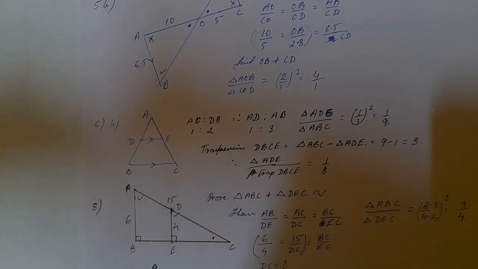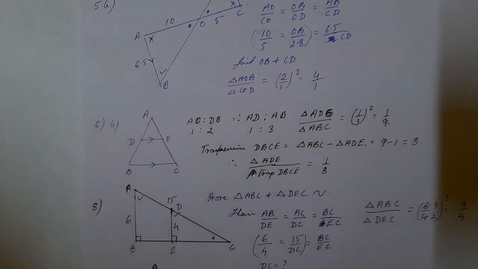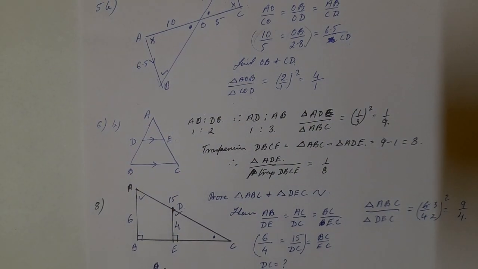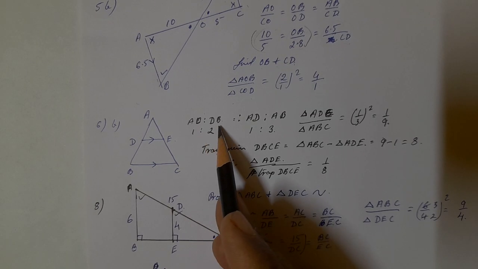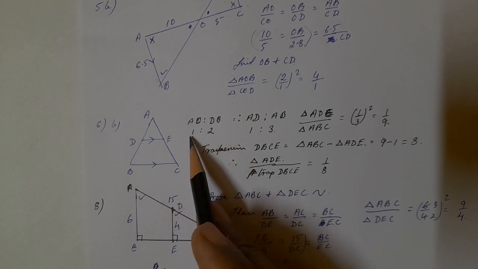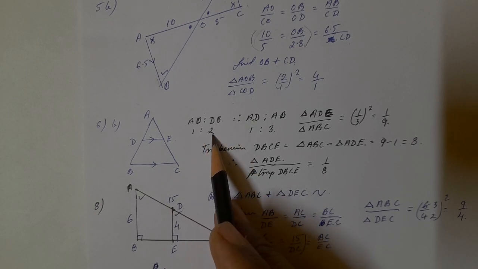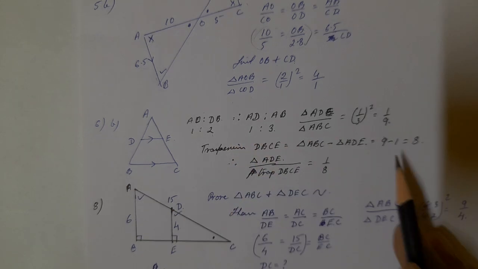Find the ratio of area of the triangle and the trapezium. Okay, there. AD is to DB, AD is to DB is 1 is to 2.